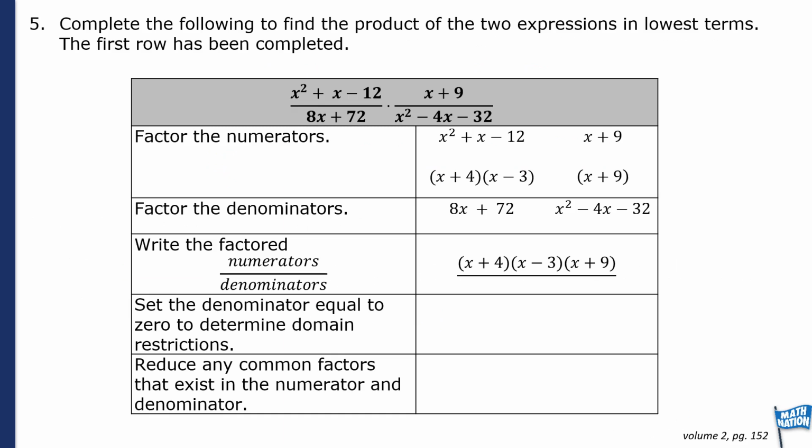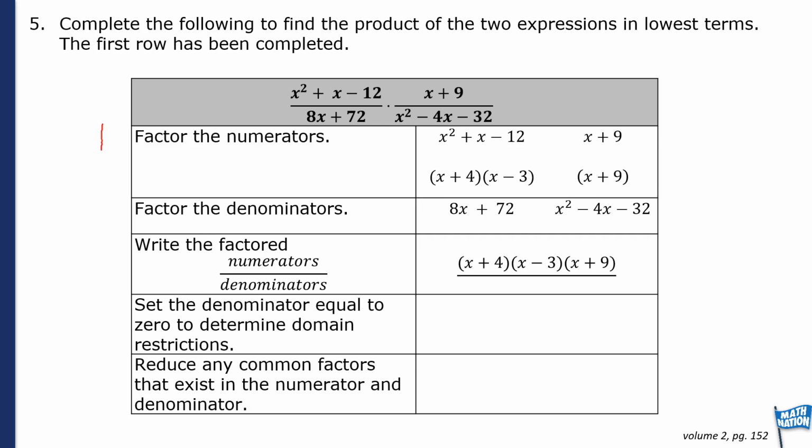Okay, let's look at this example. Complete the following to find the product of the two expressions in the lowest terms. The first row has been completed. So here at the top in the gray, that's your expression. We are multiplying x squared plus x minus 12 over 8x plus 72 times x plus 9 over x squared minus 4x minus 32. So here are the steps to follow when multiplying these expressions.